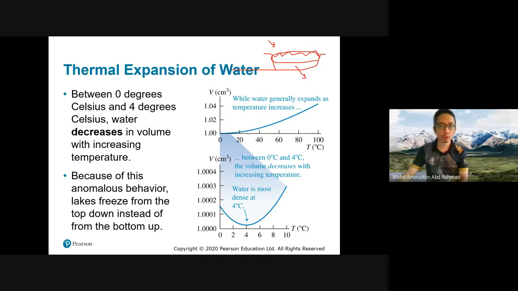Right, so you can look at the graph. While water generally expands as the temperature increases, whenever we have a smaller temperature, the expansion will be much less, right? So you look over here, if we expand the graph around here, it is actually like that, something like that. So you can see that the water is most dense at 4 degrees Celsius. Between 0 and 4, the volume decreases with the increasing temperature. So that's the effect of the thermal expansion of water.